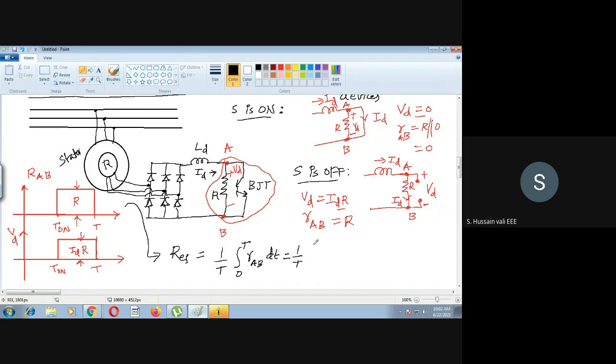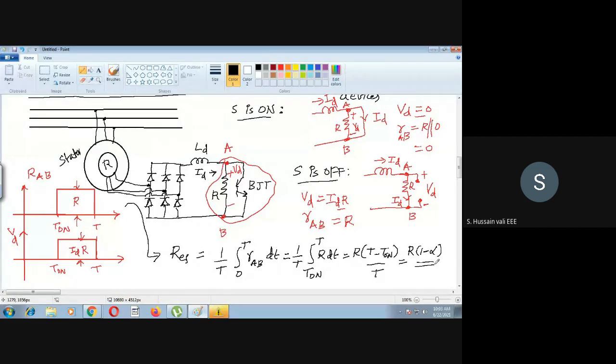Now here 0 to T on is one part and T on to T is another part. But from 0 to T on the value is 0. So R dt from T on to T. So you get the answer here, R into (T minus T on) whole divided by T. And then when you divide this with T, R into 1 minus T on by T, where T on by T is alpha, the duty ratio. So this is the effective resistance. So now we got the effective resistance.